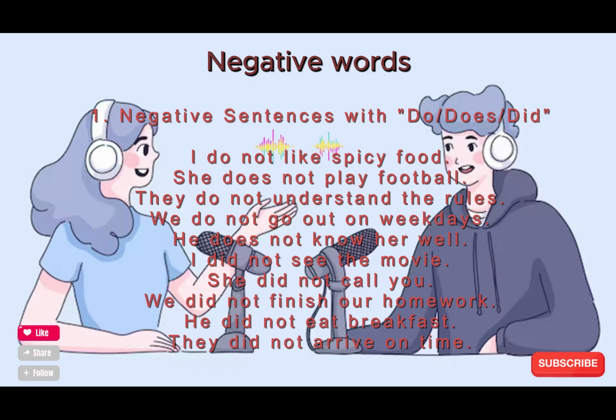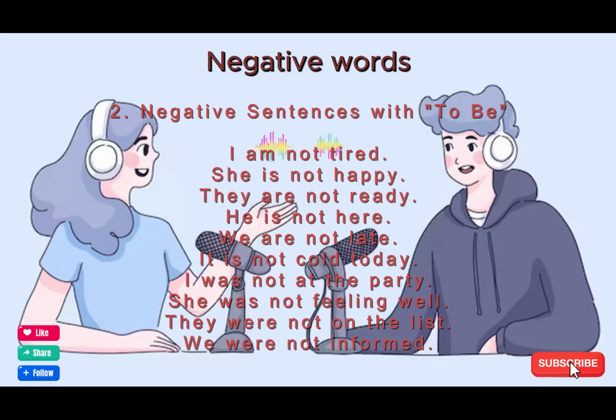Perfect. How about something we forgot? We did not finish our homework. One about eating. He did not eat breakfast. And one more, maybe about arrival. They did not arrive on time. So, key thing. For most verbs, use do, does, or did plus not plus base verb. Got it. Okay, so that's the first way.